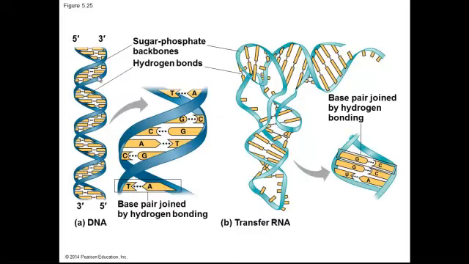Here's a good example of a DNA molecule. You can see the strands wrapped around each other. Here's the base pairing, C to G, A to T. And then here's a type of RNA called a transfer RNA molecule, which has parts that are single-stranded and then some that are base paired together. And again, that's just based on the fact that this is a specific type of RNA molecule.